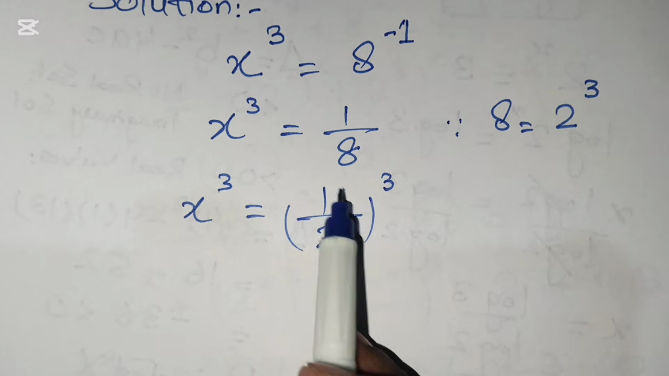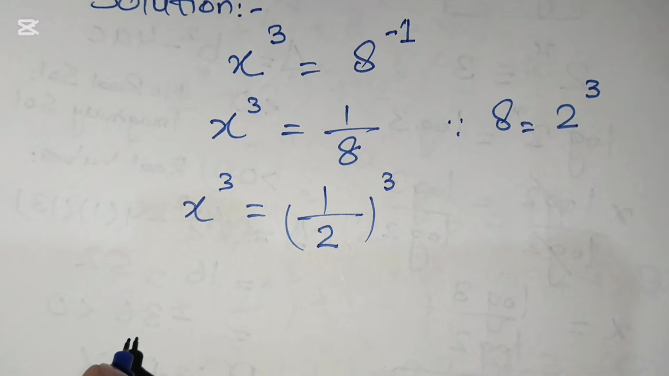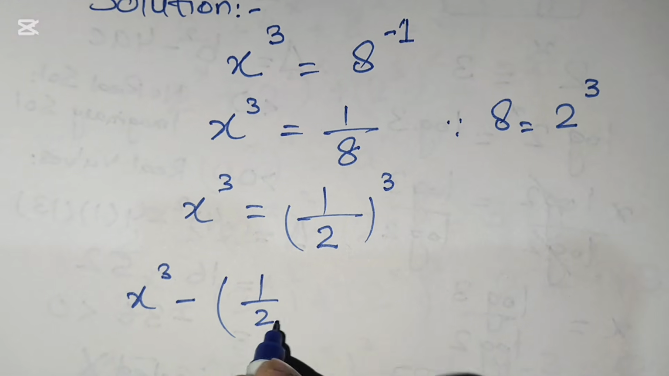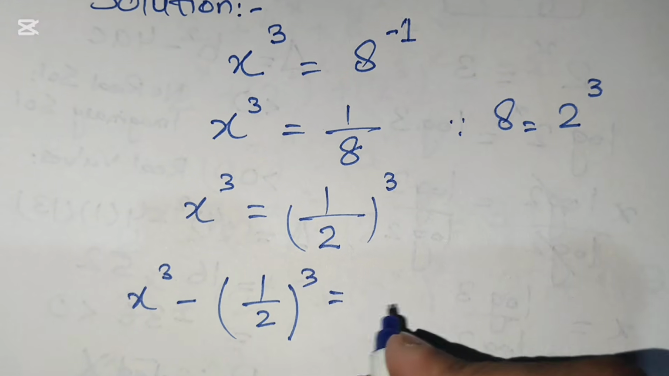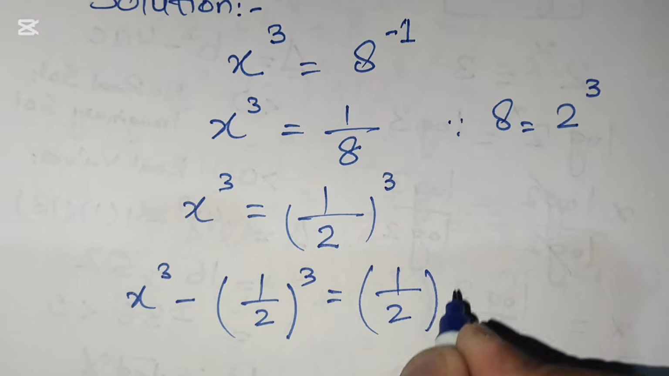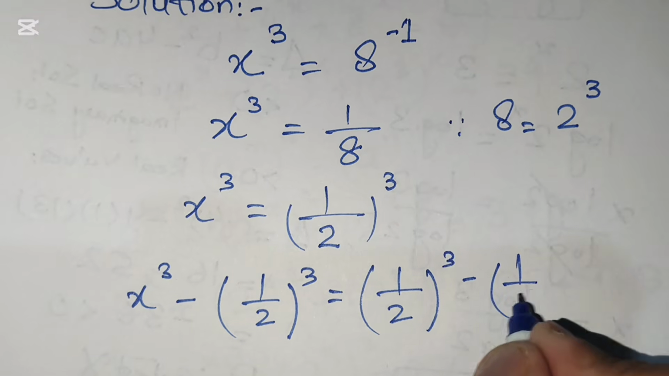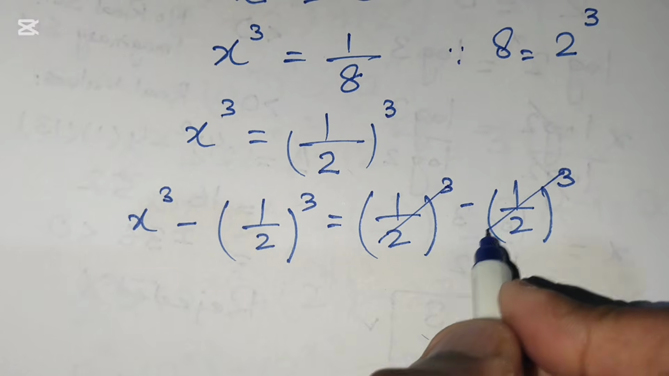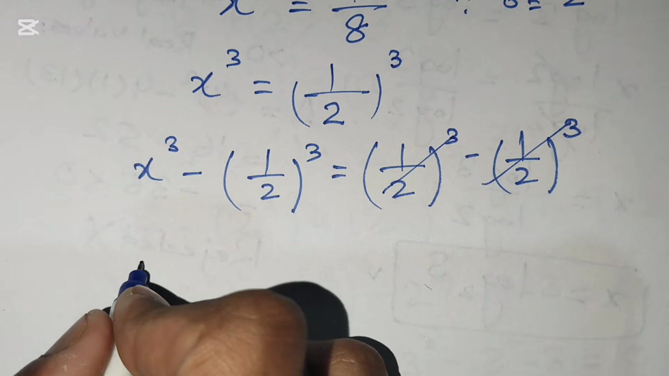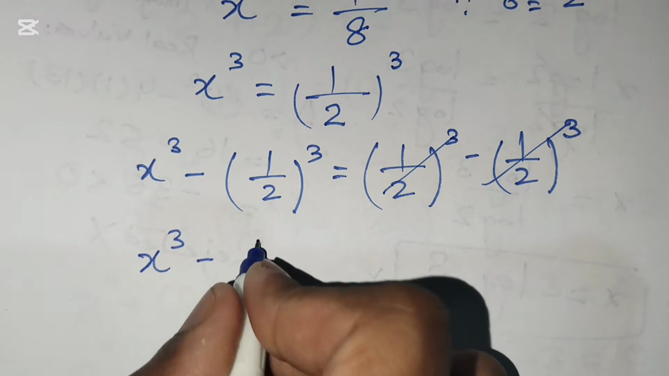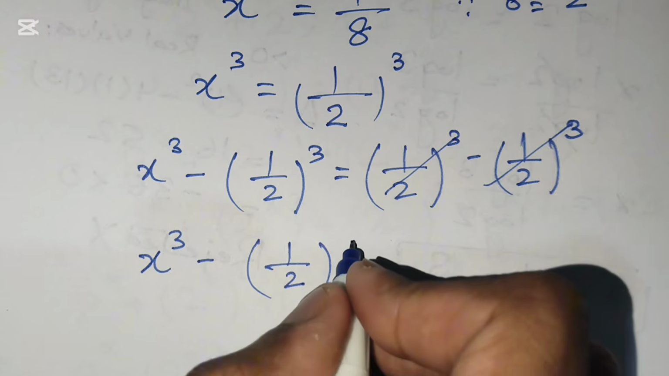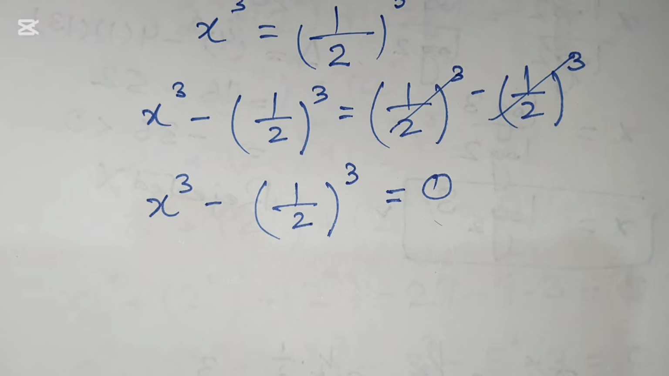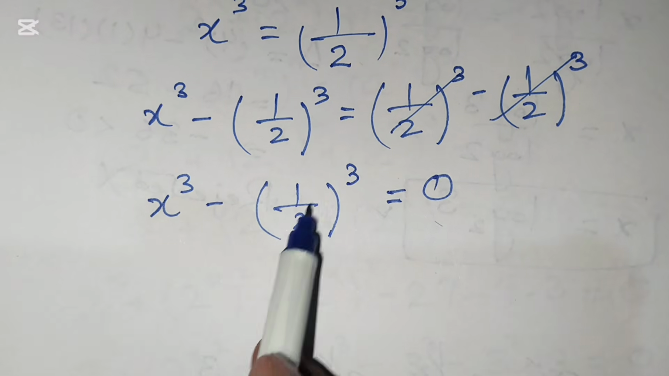Now we will subtract this whole term on both sides of the equation. We get x cube minus (1 over 2) cube is equal to (1 over 2) cube minus (1 over 2) cube. Just cancel with this. We get x cube minus (1 over 2) whole raised to the power 3 is equal to 0. What is this? a cube minus b cube.